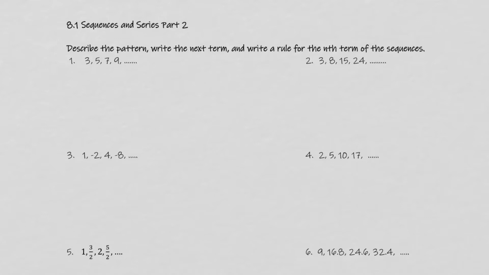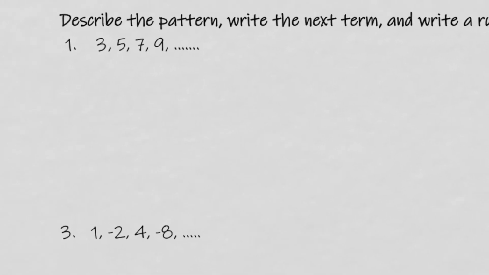In the first part, we talked about if I give you a sequence or a rule, you find me the first 6 terms. And now I'm going to give you the terms and I want you to describe the pattern, write the next term, and find that rule that will work for any term in the sequence. So if someone were to say, okay, what's the 50th term, you could actually figure it out. So let's start with number 1.